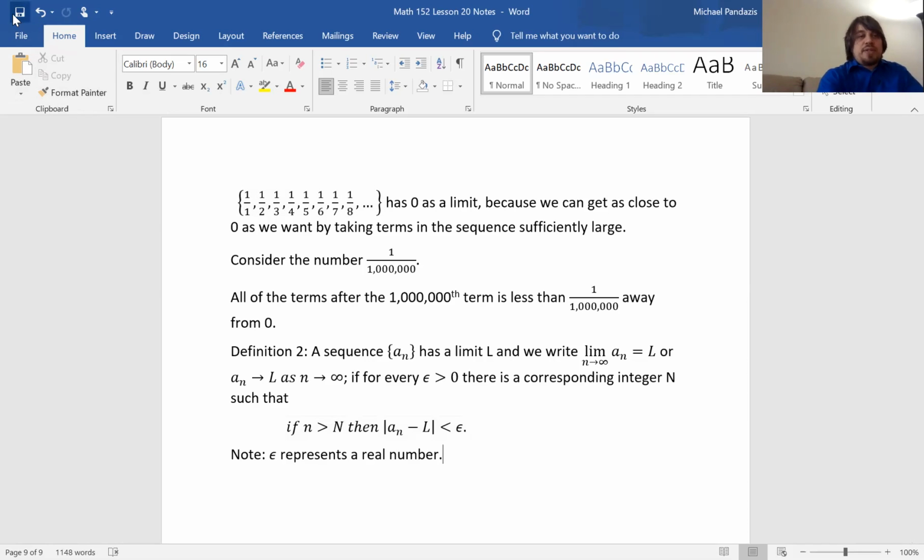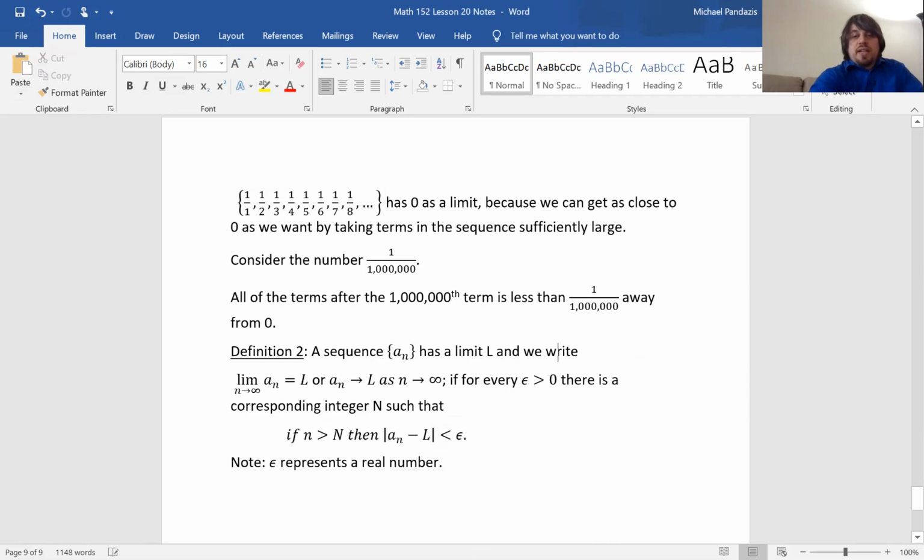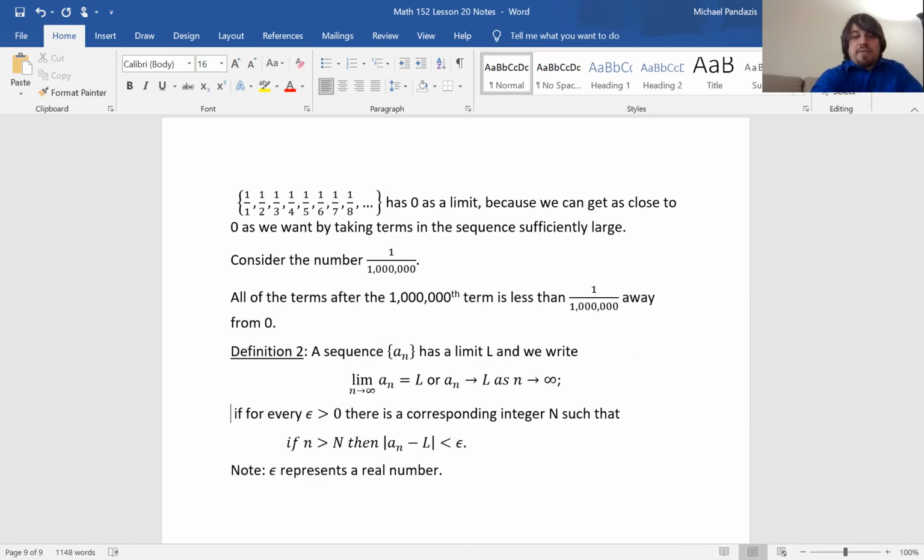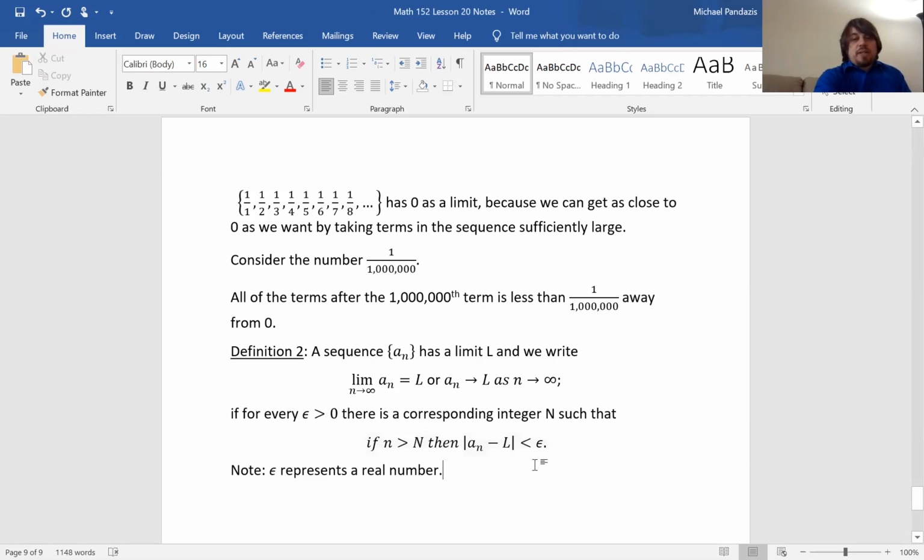So in order to explain this, make sure you wrote this down, right? Because I'm going to go to the whiteboard in a second. A sequence A sub n has the limit L, and we write the limit as n approaches infinity of A sub n equals L, or A sub n approaches L as n approaches infinity, if for every epsilon positive, there is a corresponding integer capital N, such that if little n is greater than capital N, then the absolute value of A sub n minus L is less than epsilon. Note, epsilon represents a real number.